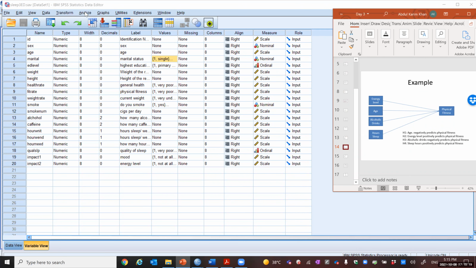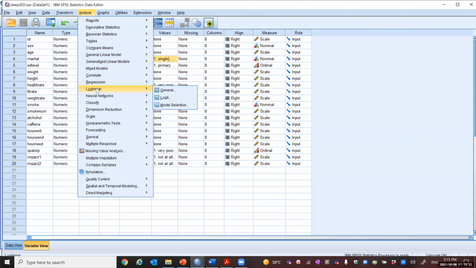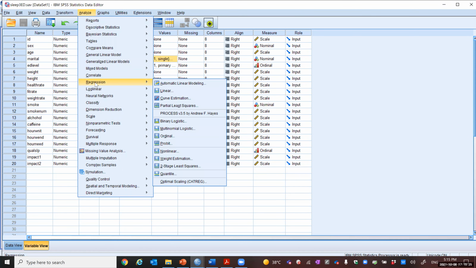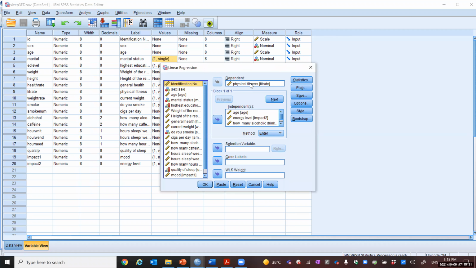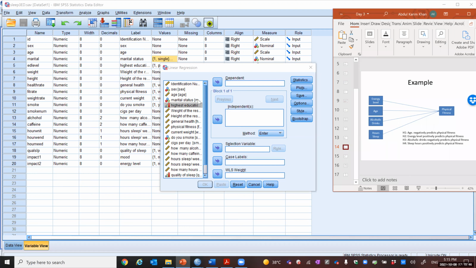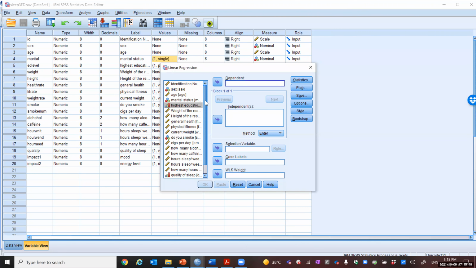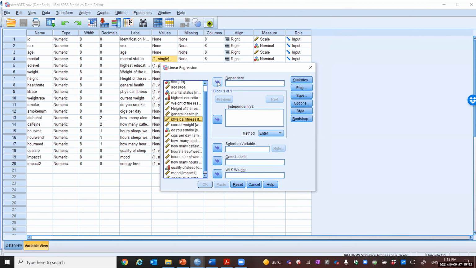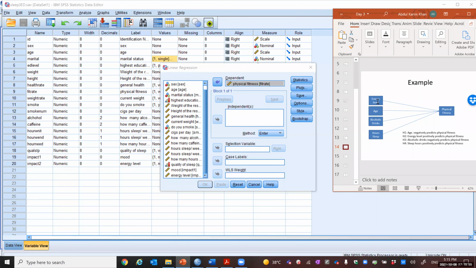Okay, so I'll go to Analyze. You find this here, Regression, and after Regression I'll click on Linear. So this is the place for putting in the dependent variable. Now the dependent variable here is physical fitness. So I'll drag physical fitness in there. Where is physical fitness? Fitness is this. And my independent variables are energy level, age, alcoholic drink, hours of sleep.